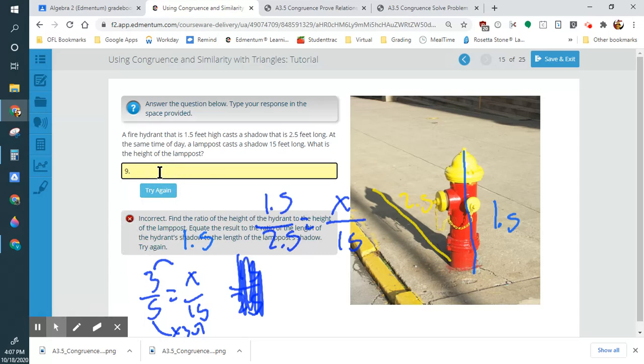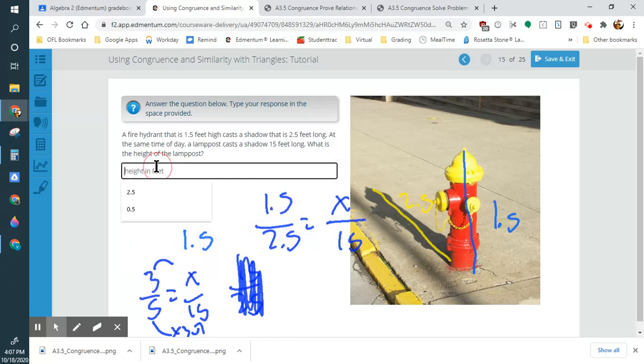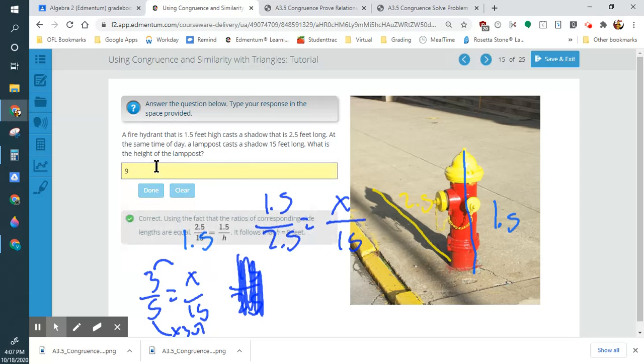Oops. What? No, I put the decimal there by accident. There we go. Really? 9 point nothing is wrong.